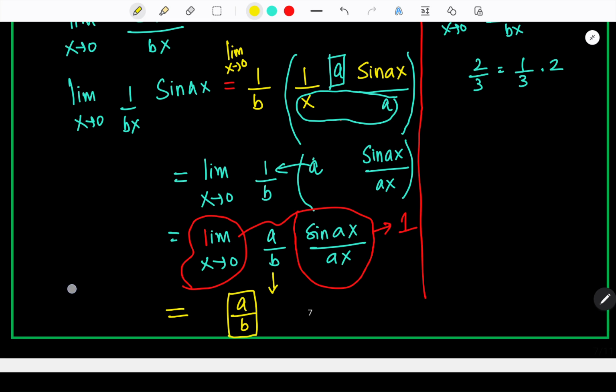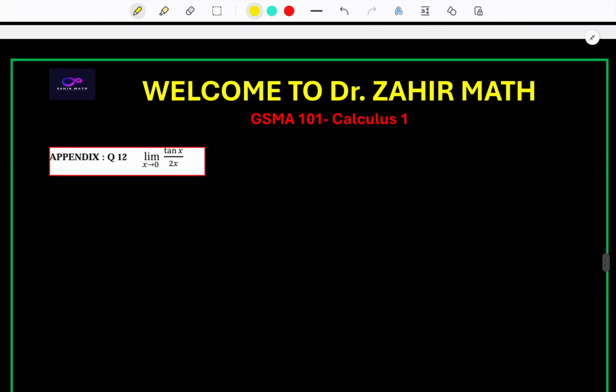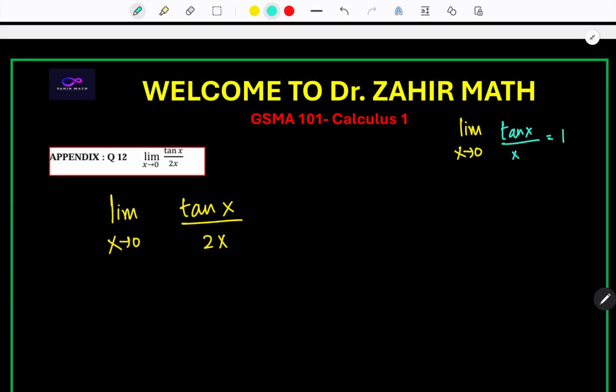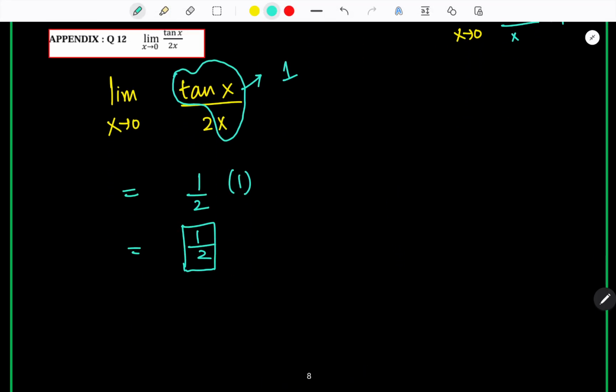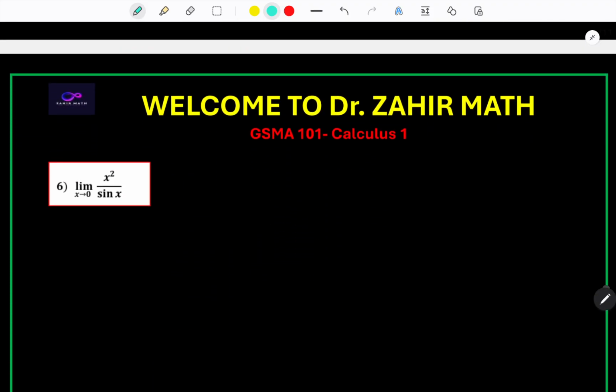Okay, right. Let's go to the next question. Limit x goes to 0 of tan x divided by 2x. I told you the rule: limit x goes to 0 of tan x over x is equal to 1. It's already here, tan x over x, which is 1. So what is remaining is 1 by 2 times 1, which is equal to 1 by 2. Right.